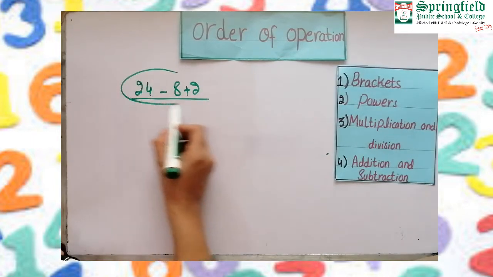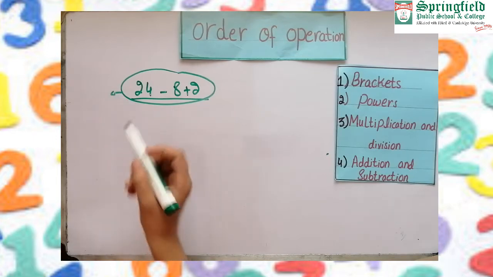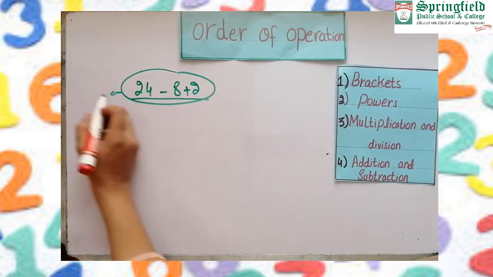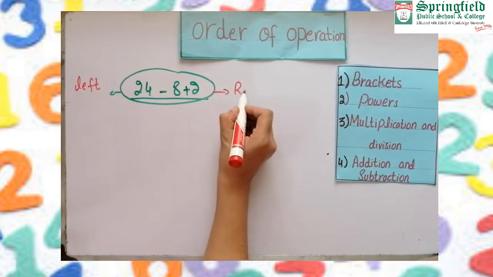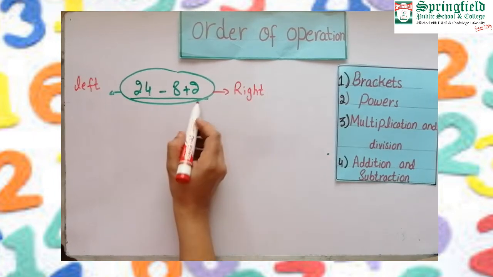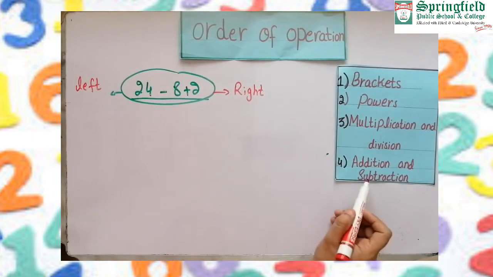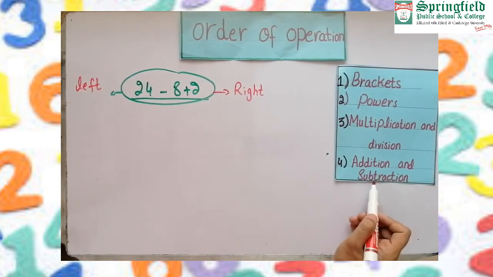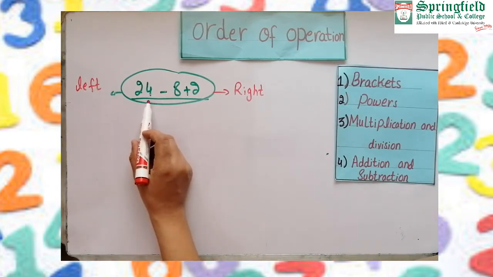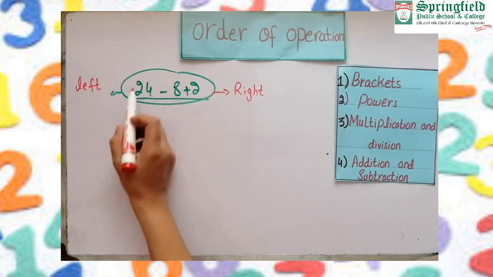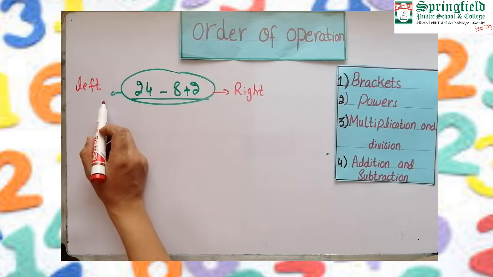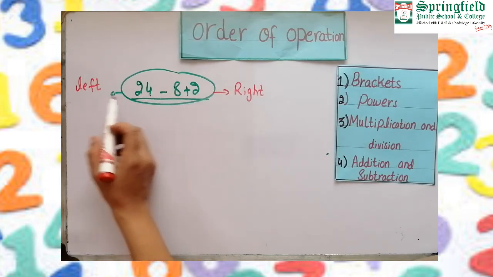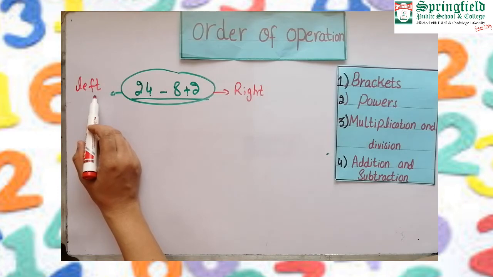So when an expression has both addition and subtraction operations, which operation will we solve first? In this type of condition, we will start from the left side, and this side is called the left side, and this side is called the right side. So when an expression has same-step operations, meaning the fourth step has addition and subtraction both, we will start from the left side.